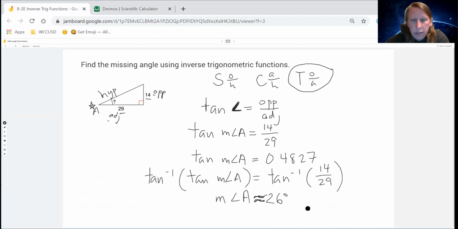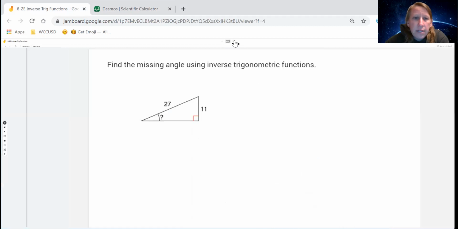Pretty darn cool. I did it. I found the measure of the missing angle. I could also find this one, and I could finish solving, like I said before, by using the right triangle theorem. Let's practice another one.